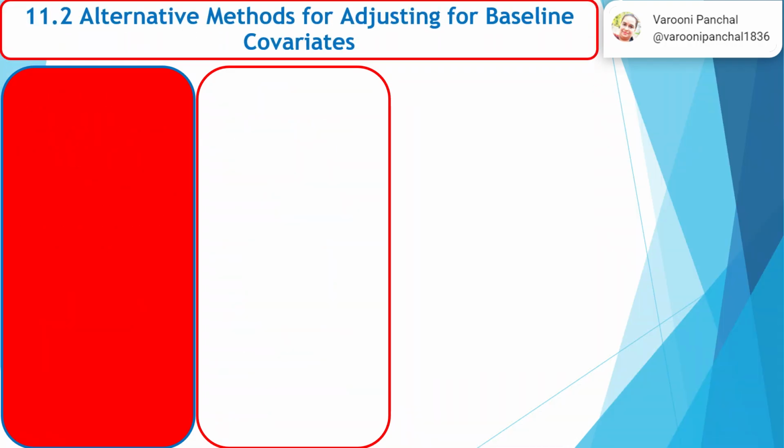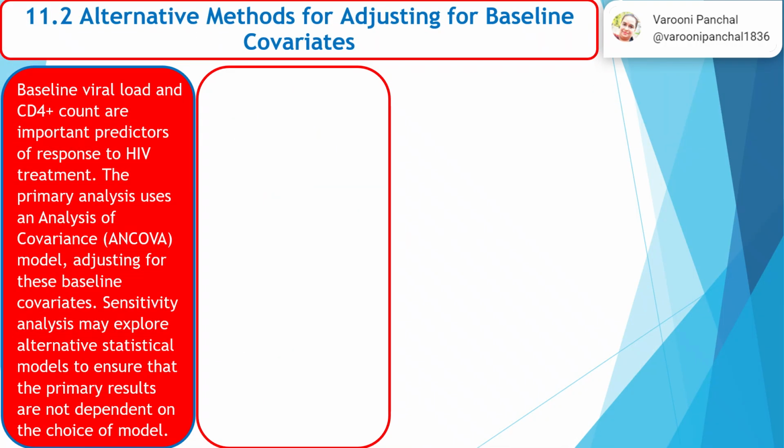Number 11.2. Alternative methods for adjusting for baseline covariates. Baseline viral load and CD4 plus count are important predictors of response to HIV treatment. The primary analysis uses an analysis of covariance, ANCOVA, model, adjusting for these baseline covariates.